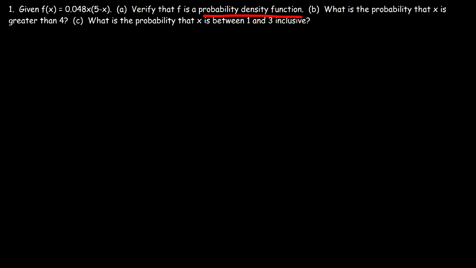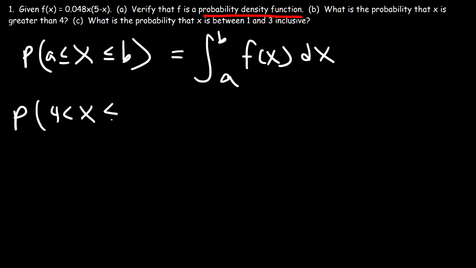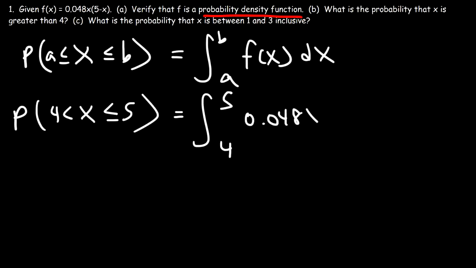Now let's move on to part B. What is the probability that x is greater than 4? To find the probability that x is between a and b, we need to evaluate the definite integral from a to b of f of x dx. So to calculate the probability that x is greater than 4, which means it's between 4 and 5, we need to calculate the definite integral from 4 to 5 of 0.048x times 5 minus x dx.